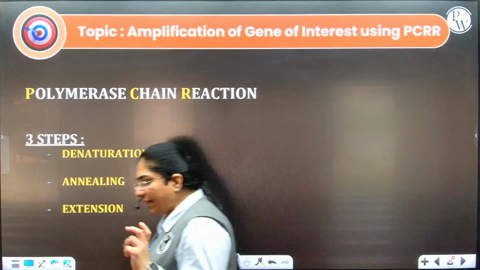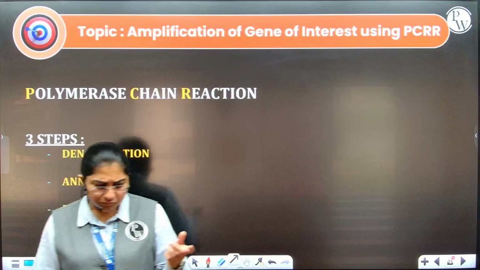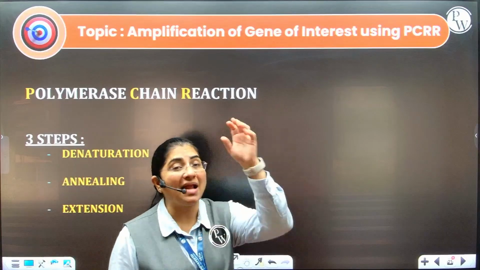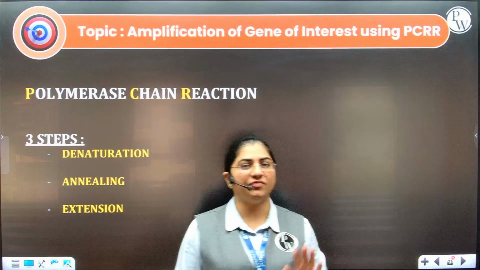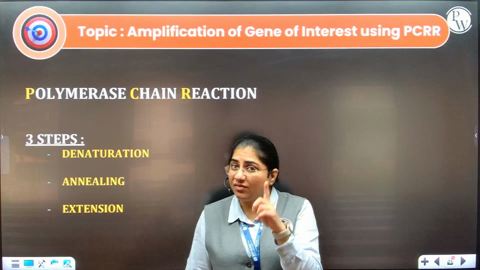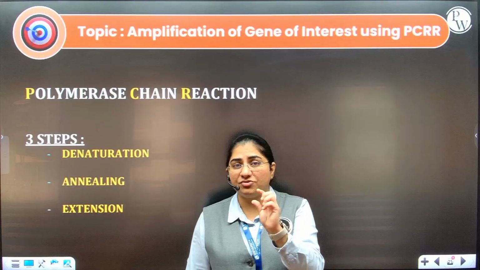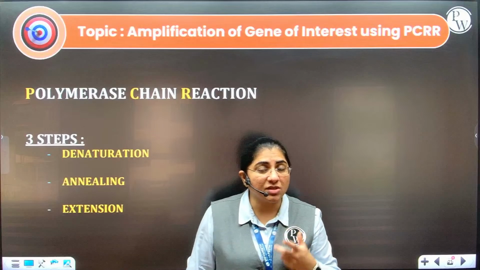Once we have obtained our gene of interest, we will not directly go and attach it onto the vector. Why? Because we have only one piece of that gene of interest. What if something happens, something goes wrong?